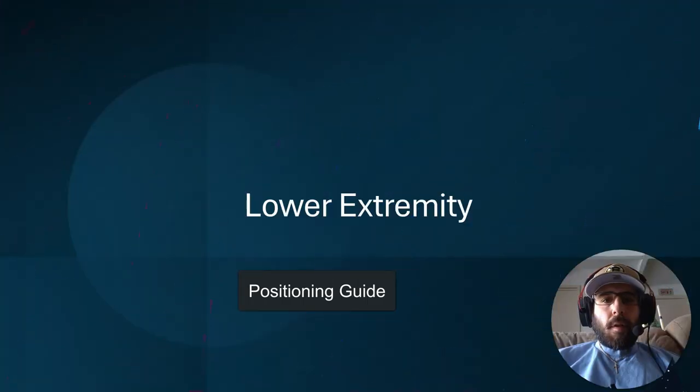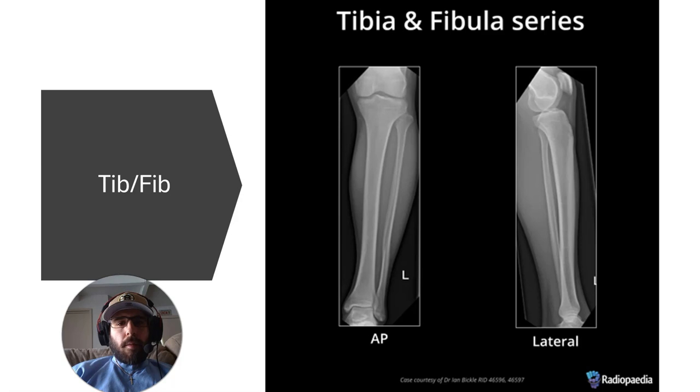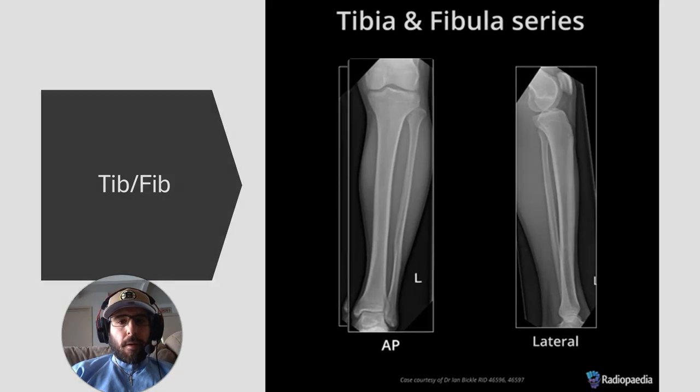Alright guys, time for lower extremity. It consists of the tib fib and the knee. So starting with the tib fib, we got two views, AP and lateral. No matter what, if it's a standard outpatient or a trauma, we're going to try and get the AP and the lateral as best we can.